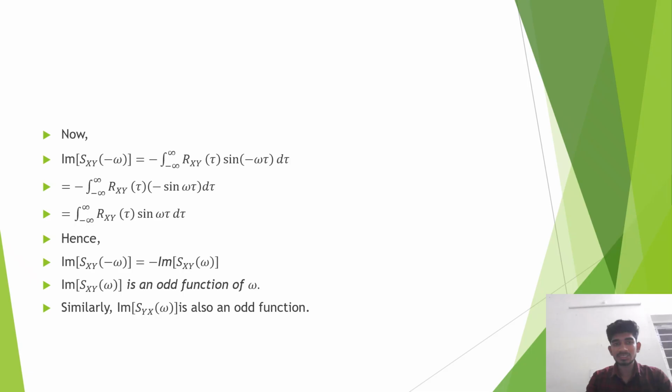Now imaginary of S_xy(minus omega) is equal to minus integral from minus infinity to infinity of R_xy(tau) sin of minus omega tau d tau, that is equal to minus integral of R_xy(tau) into minus sin omega tau d tau, that is equal to integral of R_xy(tau) sin omega tau d tau. Hence imaginary of S_xy(minus omega) is equal to minus imaginary of S_xy(omega). Imaginary of S_xy(omega) is an odd function of omega. Similarly, imaginary of S_yx(omega) is also an odd function.